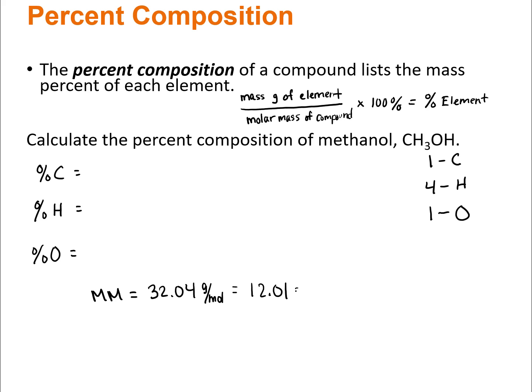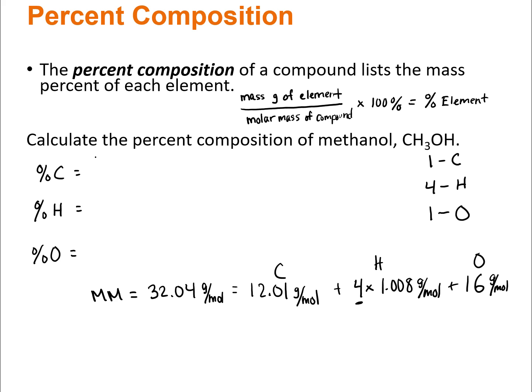You have to look at the periodic table and figure out the carbon, the hydrogen, and the oxygen. And you add those together, remembering to take into account the fact that you've got 4 hydrogens in methanol. Now that we've got the molar mass, we can go ahead and figure out the percent carbon, hydrogen, and oxygen in methanol.